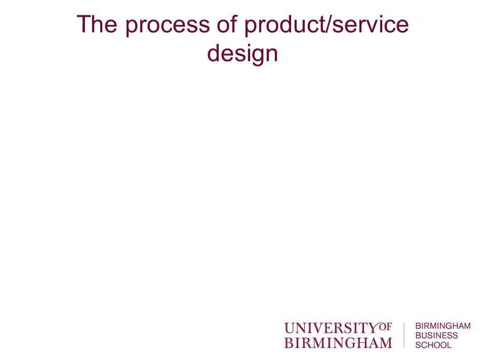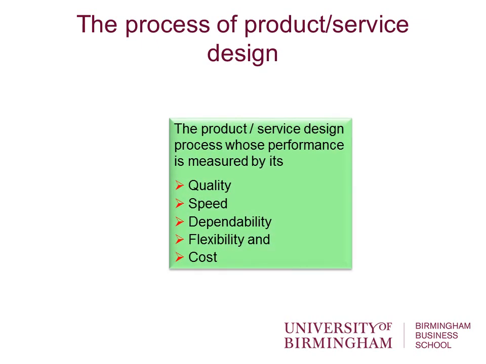Okay, so we can think about product or service design as a process, and the way to think about this is the transformation process. Remember I said at the beginning of the course, all activities can be understood as a transformation process. We have inputs, outputs, and something going on in the middle, a transformation. In the middle we have, for product or service design, a process whose performance is measured in the 5 key performance indicators which are listed there.